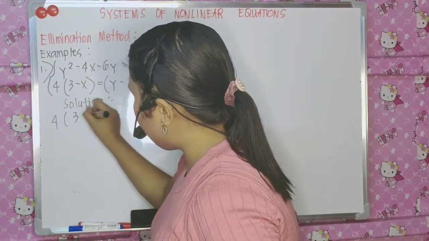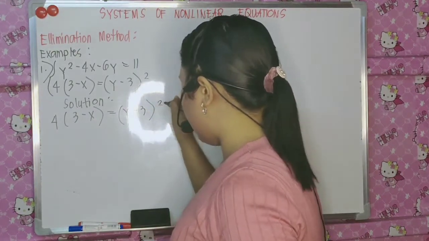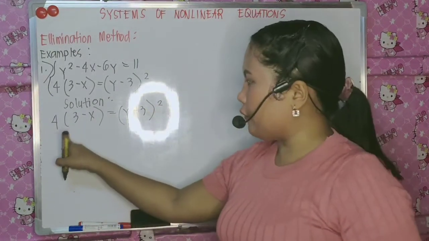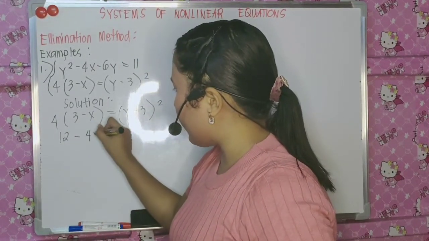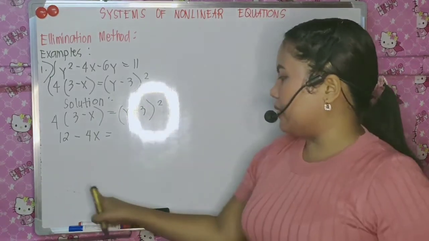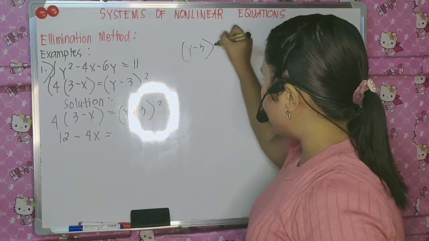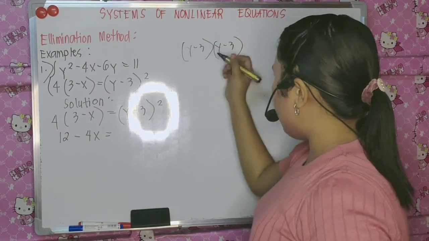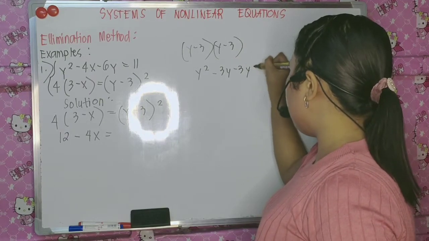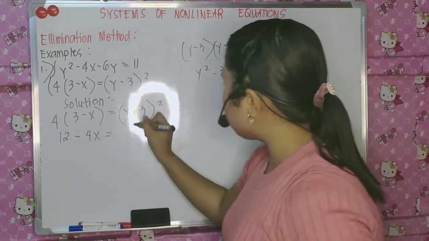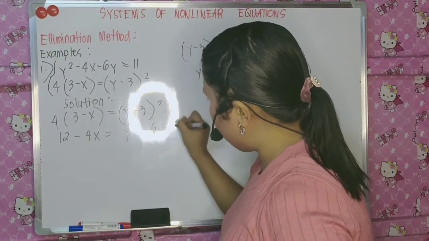4 times 3 minus x equals y minus 3 squared. So, i-distribute natin yung 4. 4 times 3, we have 12, minus 4 times x, we have 4x. So, dito naman, i-FOIL method natin. So, y minus 3 times y minus 3. So, we have y squared, and then minus 3y, plus 9. So, dito, ang sagot natin is y squared minus 6y plus 9.